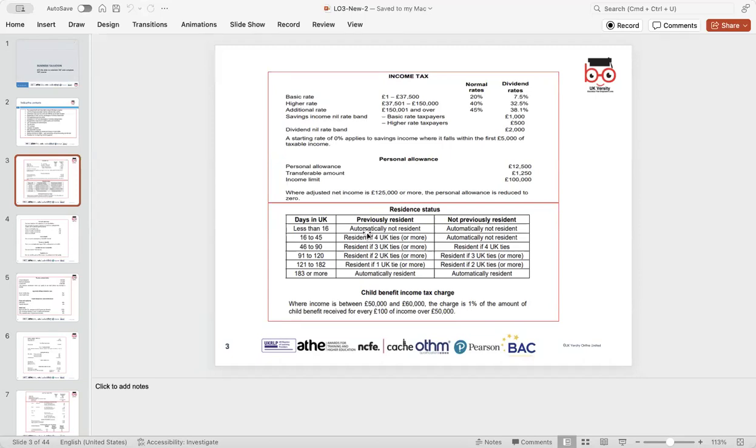The child benefit income tax charge: if your income falls between £50,000 and £60,000, you will incur a tax charge on the child benefit received. This charge amounts to 1% of the child benefit for every £100 of income over £50,000.